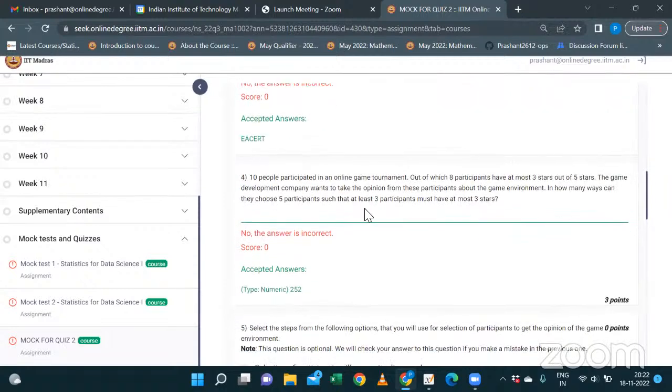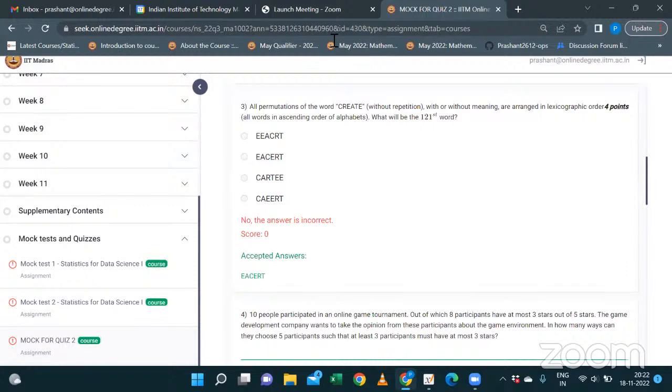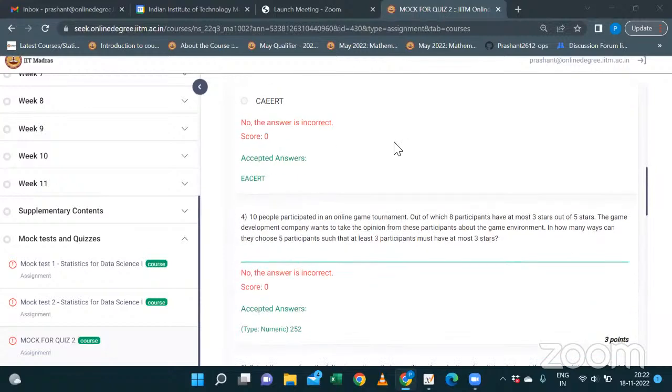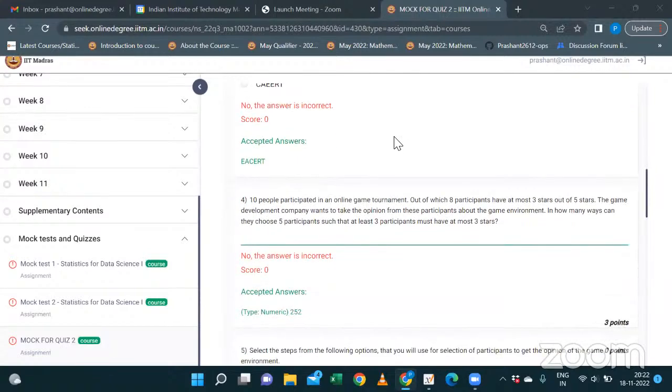Sir, I have a doubt in graded assignment week 7. Okay, Janvi, I will come to you. Actually, we'll first discuss all the mock questions. After that, we'll come to the rest of the doubts. For quiz 2, you had not attempted, right? Sir, I have attempted it, but a few questions I have not attempted because I am not able to understand the probability. Okay, we'll discuss all the questions.